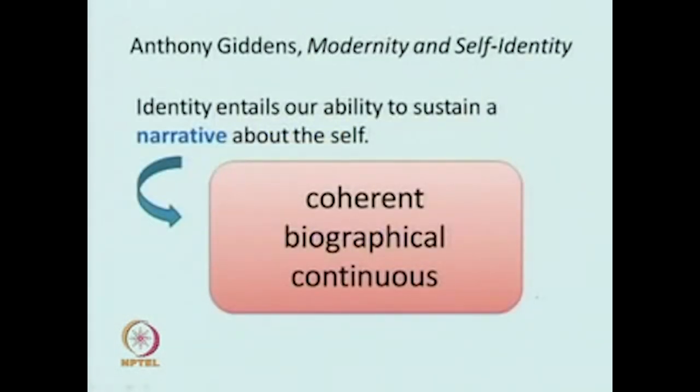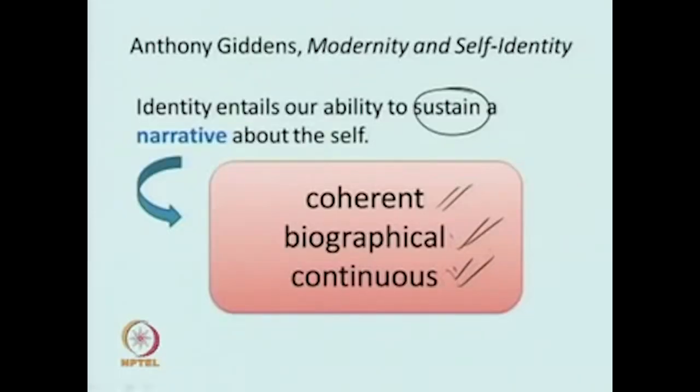So Giddens again: identity entails our ability to sustain a narrative about the self. So it may be an illusion also, but identity involves a person's ability to sustain a narrative about the self. What is a narrative? A narrative is understood as a story. A story normally has a beginning, a middle, and an end.